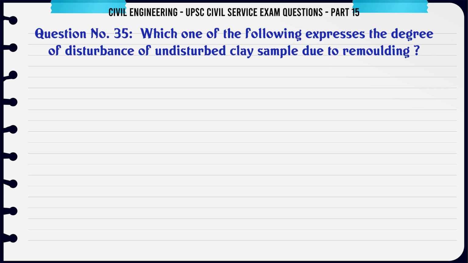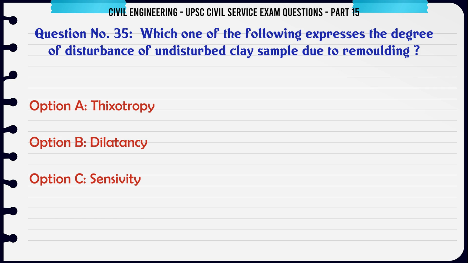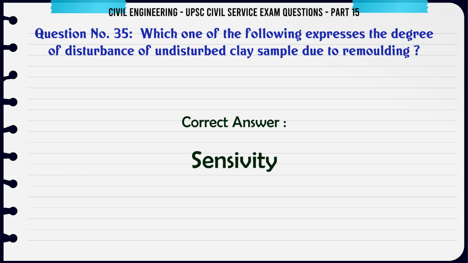Which one of the following expresses the degree of disturbance of an undisturbed clay sample due to remolding? A. Thixotropy. B. Dilatancy. C. Sensitivity. D. Plasticity. The correct answer is sensitivity.